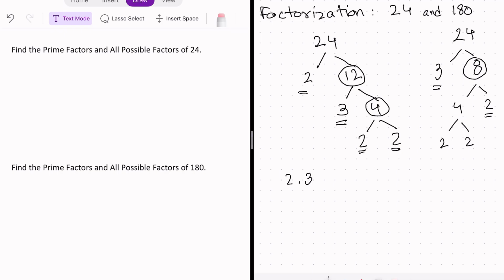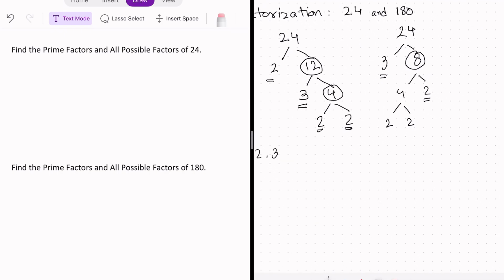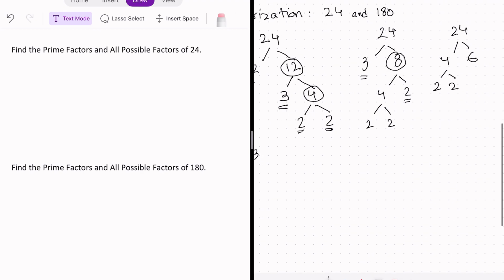Now, if I try to do 24 again, but this time not with 3 but with 4, and then the other factor will be 6. 4 will be 2 and 2. 6 will be 3 and 2. And in this case, simply because of the way I have decided to start factoring, I have another new factor, 6, which did not show up in the other two methods.